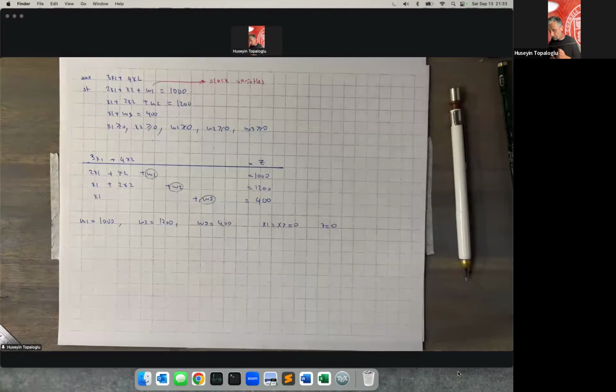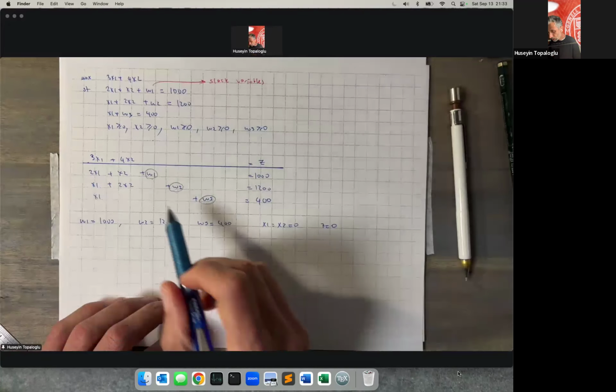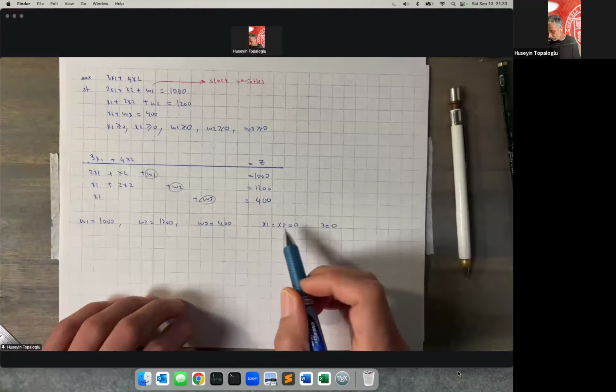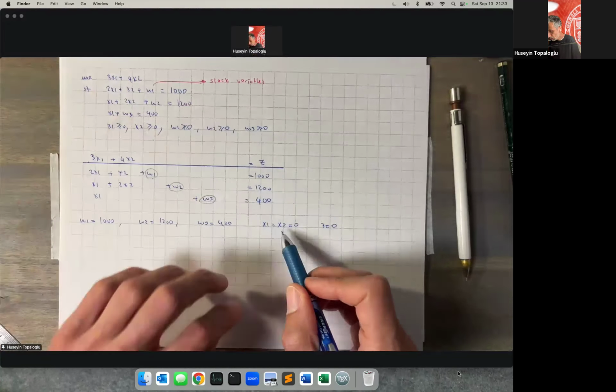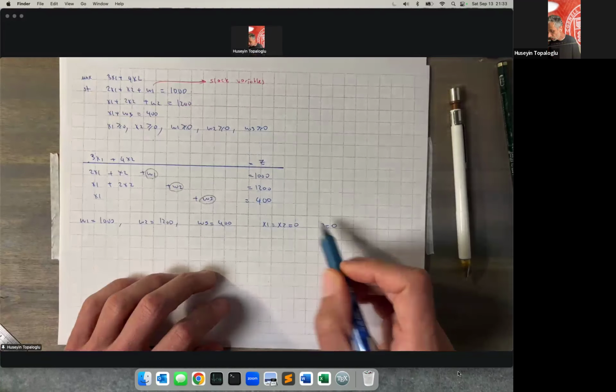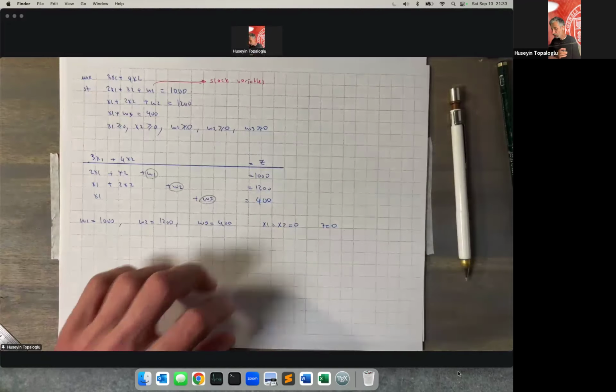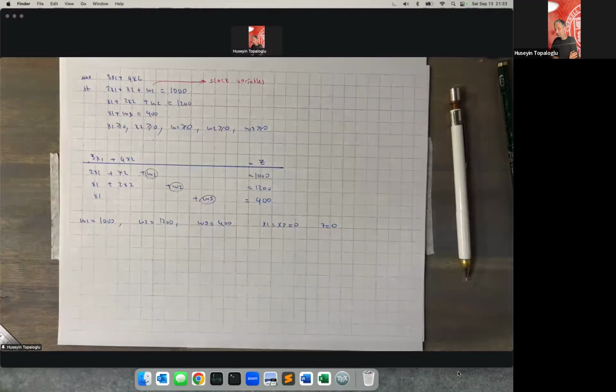And the last thing I want to check is, what is the objective value provided by the solution that I have? x1 and x2 are 0, so the objective value is 0. So the value of the z variable corresponds to the objective value provided by the current solution that I have.